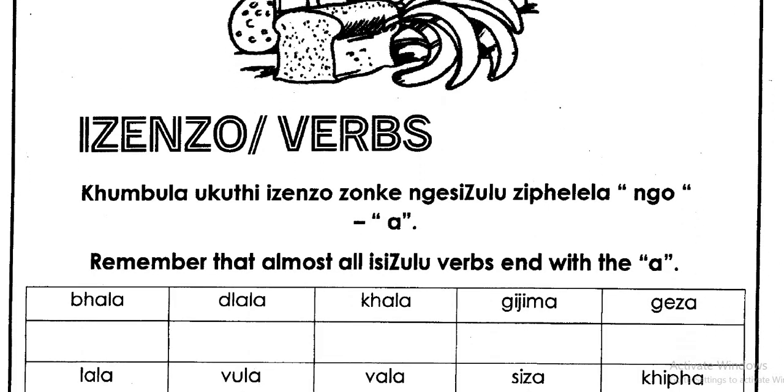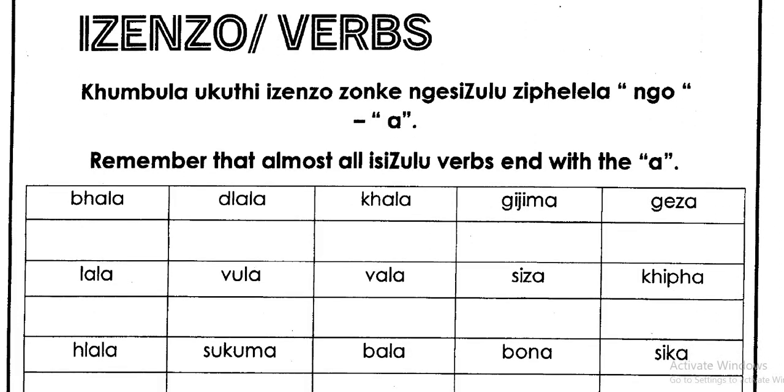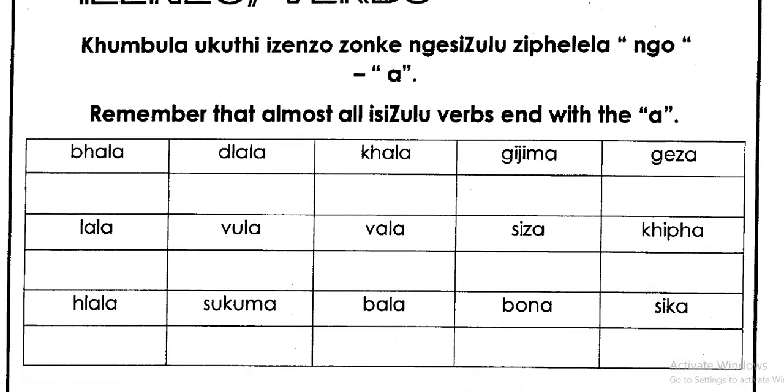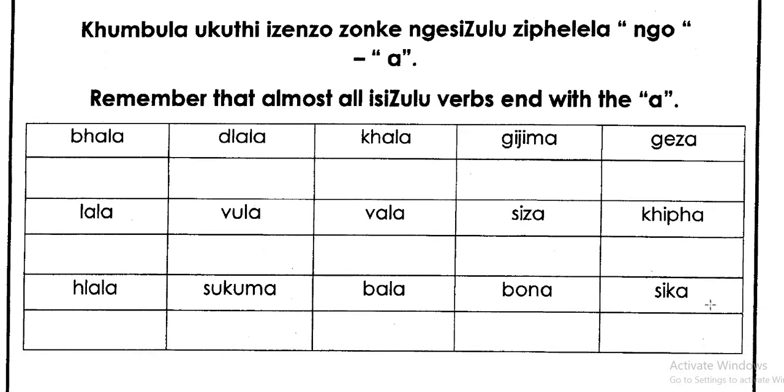Then what I'm doing now is introducing the verbs. In isiZulu, all verbs, all action words, end with the letter R, not A. You can see them, all verbs. You can write thousands of verbs, but you will see that all verbs end with the letter R.